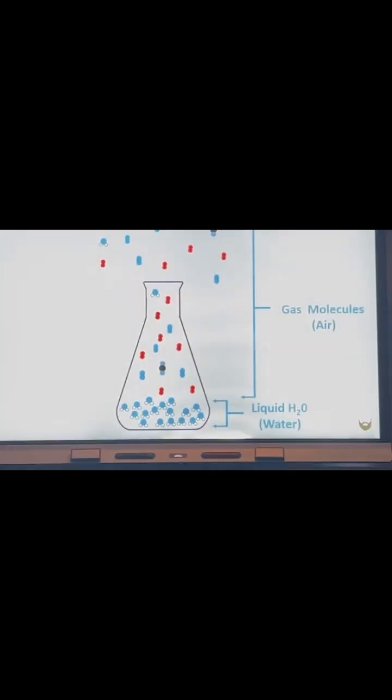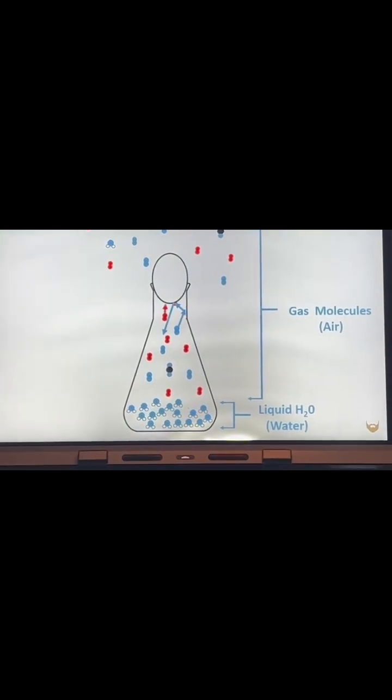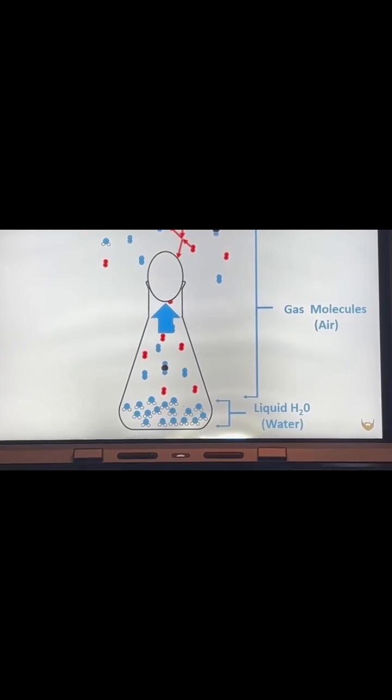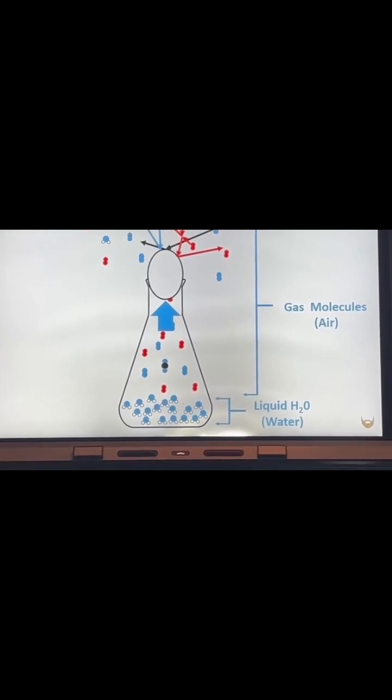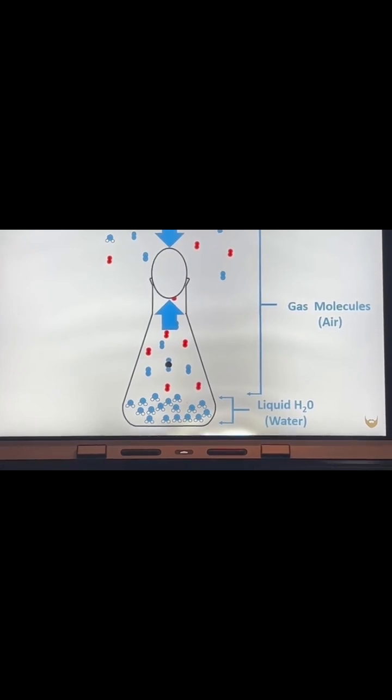Normally, if you were to place this egg on the opening of the bottle, the air molecules on the inside of the bottle will hit the egg and exert a force upward. At the same time, the air molecules on the outside of the bottle will hit the egg and exert a force downward, so nothing happens to the egg.